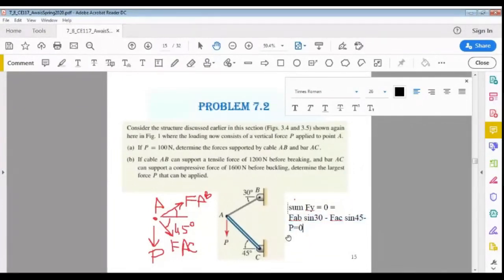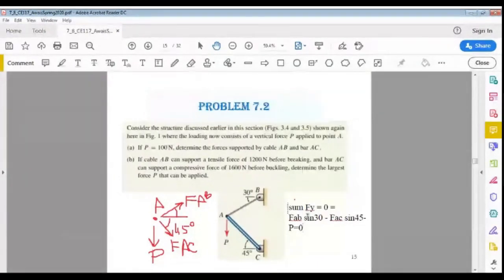So simply, you get two equations, one from summation Fx, the other from summation Fy. Solve these two equations simultaneously to find out the unknown forces in member AB and in member AC.